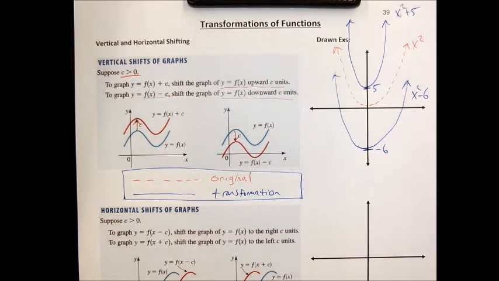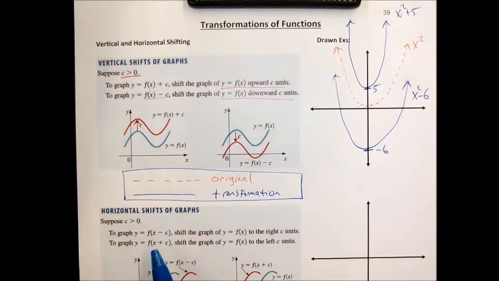Questions about this idea? Right, so this one's, like I said, the most straightforward one. If you just add a number outside of it, it moves it up or down, depending on whether it's positive or negative. Okay, let's look at the next one.